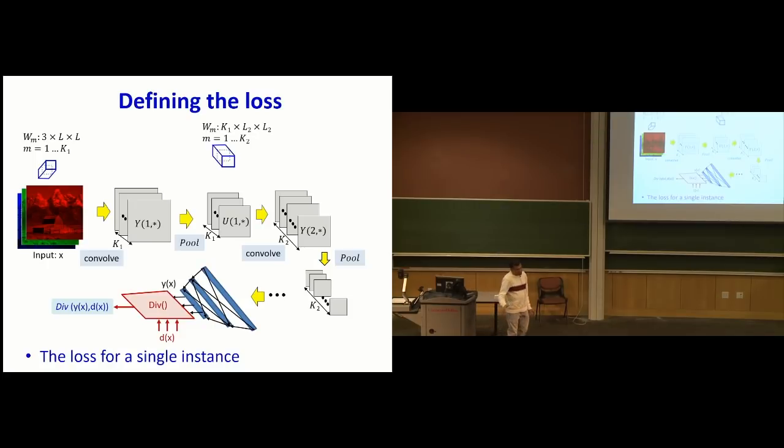So the first step, of course, is that we have to define a loss. You have the output of the network right here, the y's, for any given input x. For the given input x, you also have a target output, what you want the output to be, which is d of x, using the standard notation that we've been using. We can define a divergence between the two, which is the divergence between the actual output of the network and the target output for that specific input.